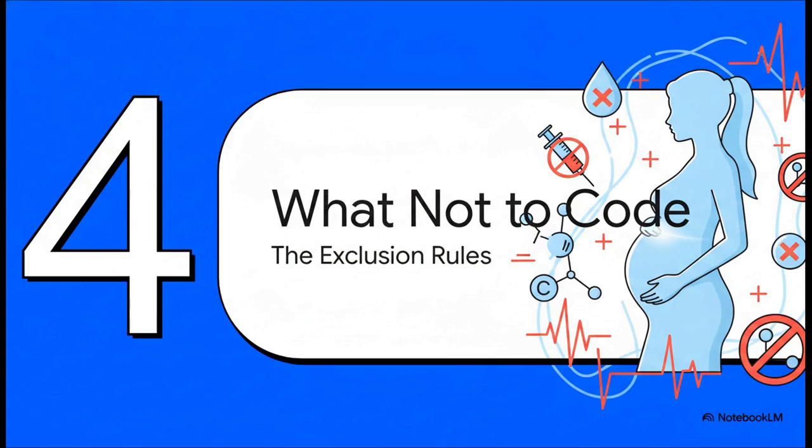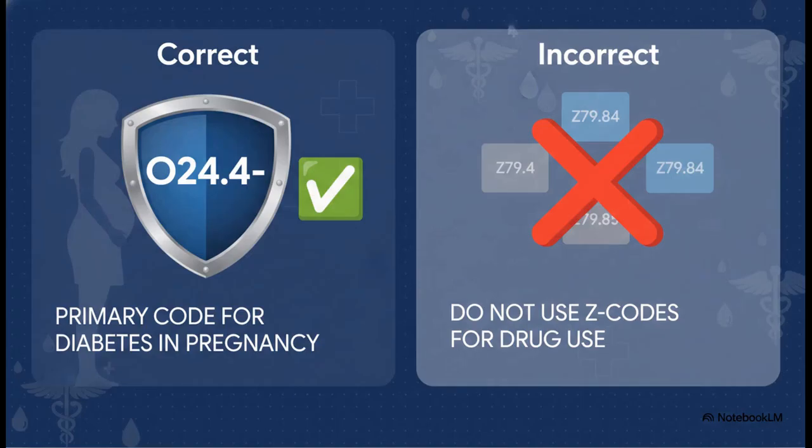Okay, we spent a lot of time on what to do. Now let's flip it and talk about what not to do. And believe me, knowing these exclusion rules is just as important if you want to keep your coding accurate and avoid those frustrating denials. Okay, this is probably one of the biggest mistakes coders make with GDM.